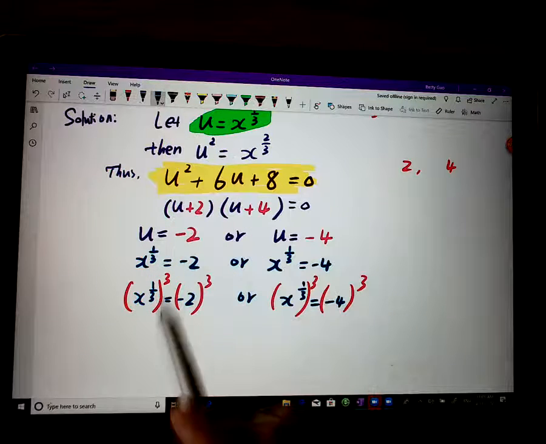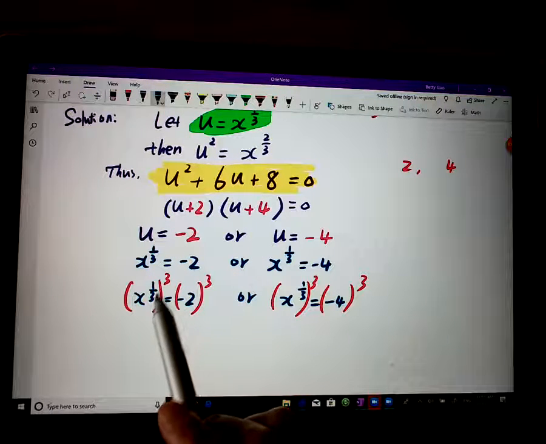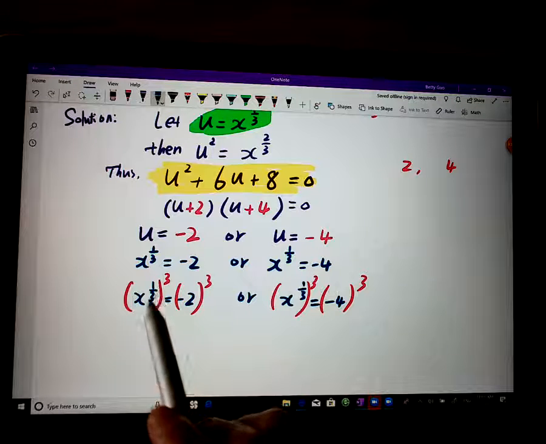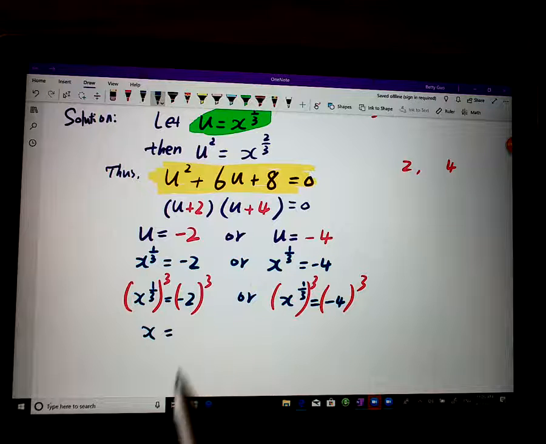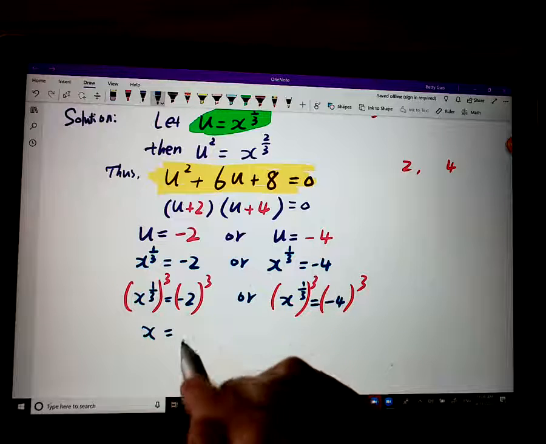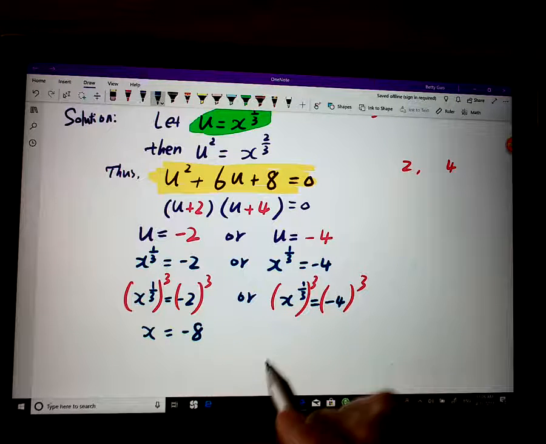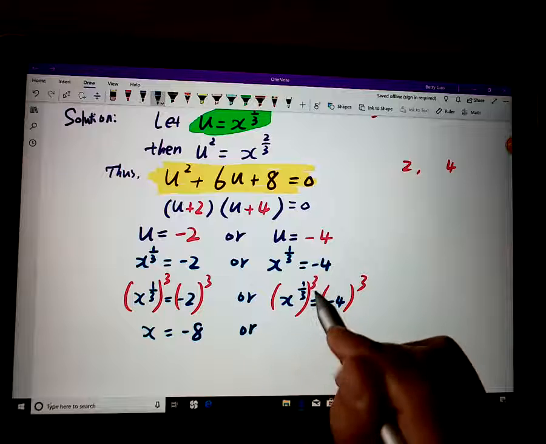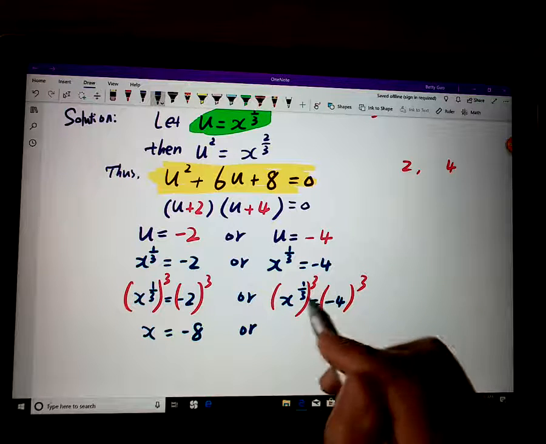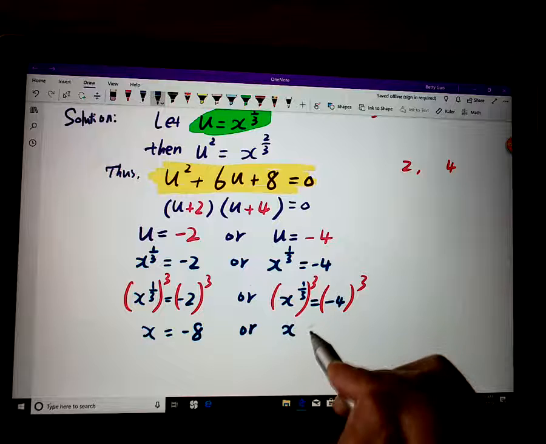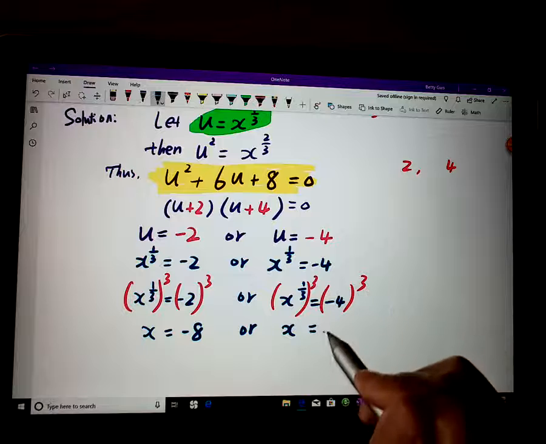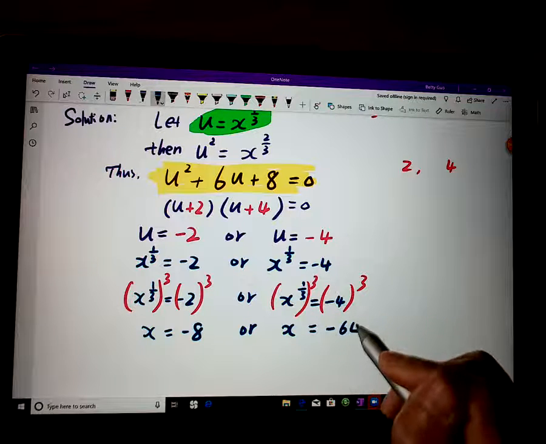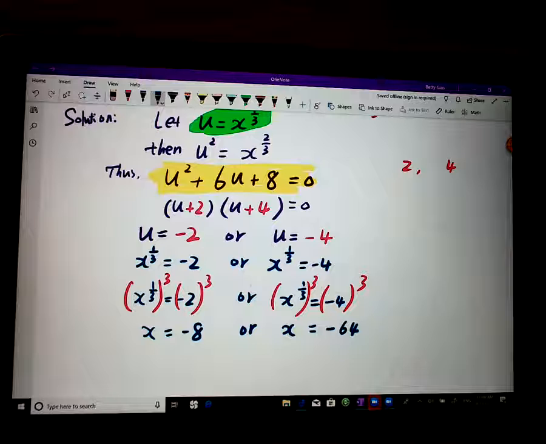Then on the left, the cube cancels out or reverses the 1/3, so we have x by itself on the left-hand side. And on the right-hand side, be very careful. What's the cube of -2? Use your calculator. You would have -8, okay? Not a positive. Or this is the same thing: 3 and 1/3 cancel out. We have x by itself on the left equals -4 to the power of 3. The cube of -4 gives us -64. Use your calculator. All right?